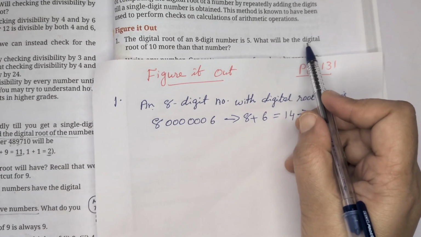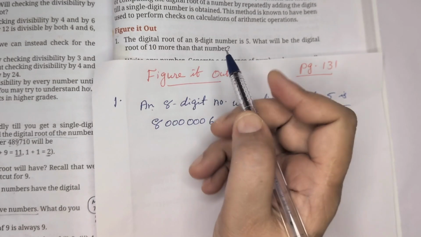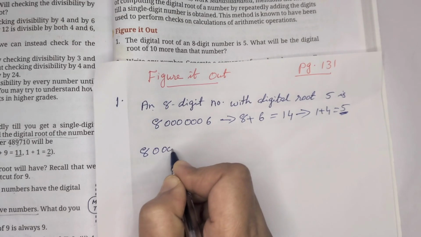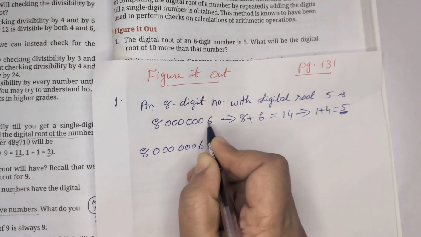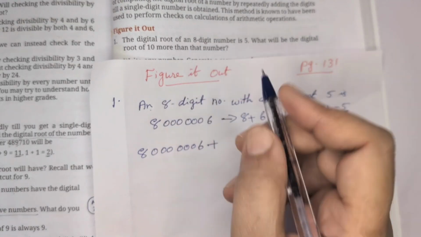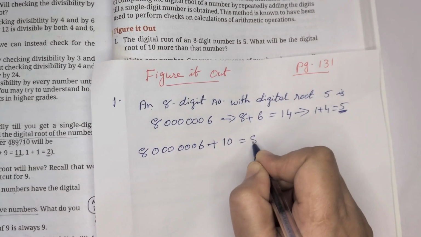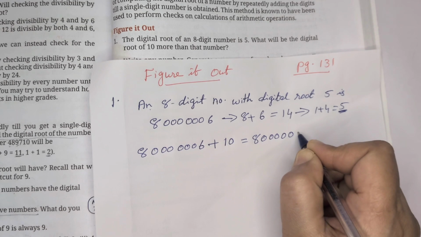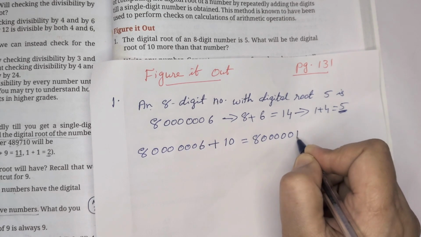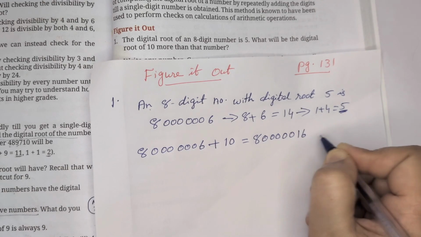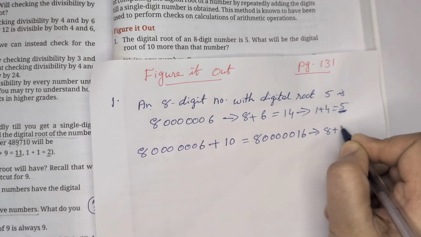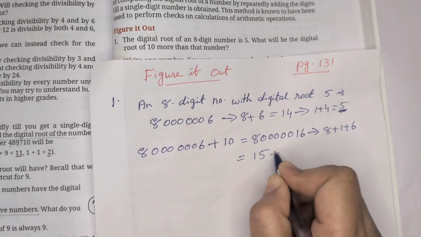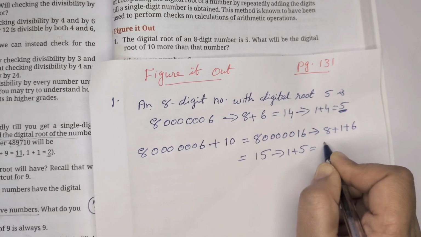Then what will be the digital root of 10 more than that number? So whatever the number, that plus 10. So we can put here 8 and 6 zeros, and 6 is the number. That number plus 10, 10 more than that. So it will come 8 and then 5 zeros and then 16. Now here add the digits again. So 8 plus 1 plus 6. We are getting 15. Again add the digits. 1 plus 5, it will become 6.